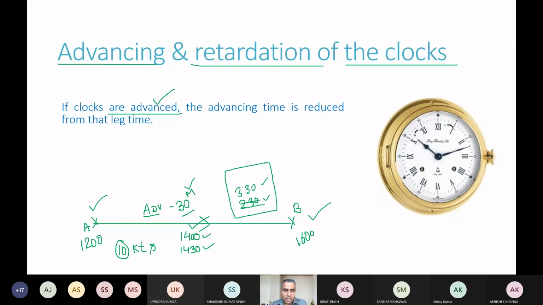Sorry, this is not 2:30, beta, it was 3:30 and 4:30, my mistake. So 3:30 hours will be the duration of time between 1200 and 1600. So whenever clocks are advanced, the advancing time is reduced from that lag time.